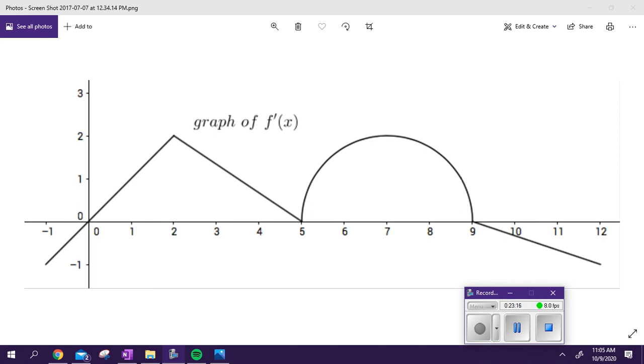Show me with your fingers. How many maximums do you think this graph has? The answer is 1. Where is that maximum happening? It's at 9. It's a graph of F prime.